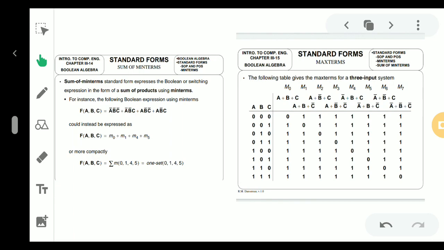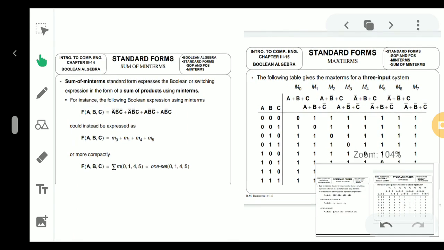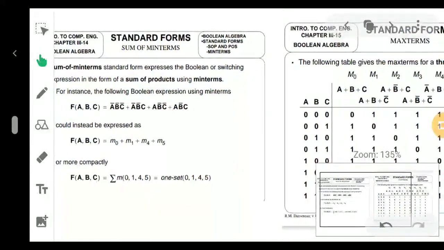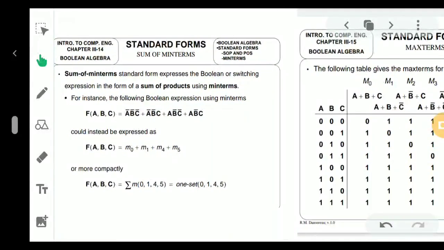Now consider the sum of min terms. How to find out the sum of min terms? Suppose one expression, the sum of min terms, we have to find. Some expression has been given to you, that is A bar B bar C bar, A bar B bar C, plus A B bar C bar, A B bar C. So how can we represent it from the min term tabulation sheet?